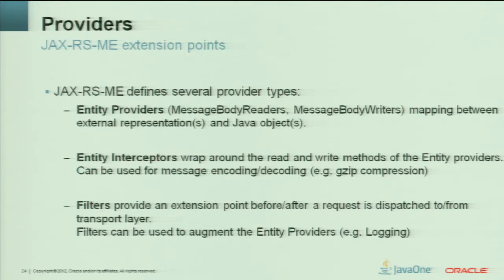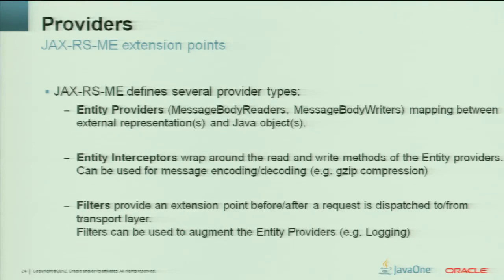So several provider types. We have entity providers, and there are basically 2 interfaces that can be implemented. We have a message body reader, we have a message body writer, and they define a mapping between the external representation and the Java objects. And here if we just think briefly how an HTTP message looks like, so you have a header and you have a body, and these providers map the body of the message into a Java object. So we see a little bit more in detail how this works.